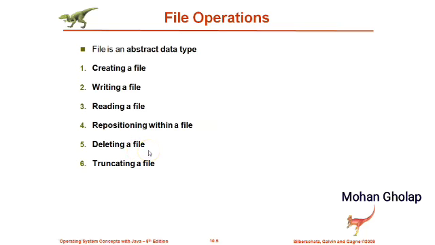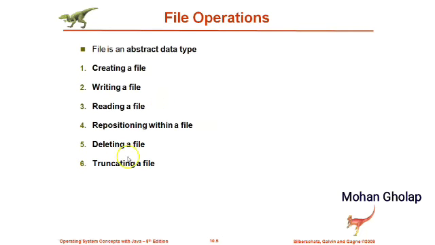The next one is deleting a file. To delete a file, we search the directory for the named file. Having found the associated directory entry, we release all file space so that it can be reused by other files, and erase the directory entry. So this is deleting a file.